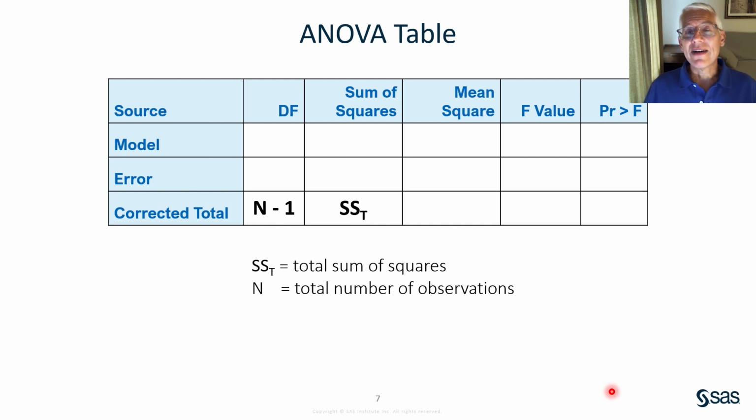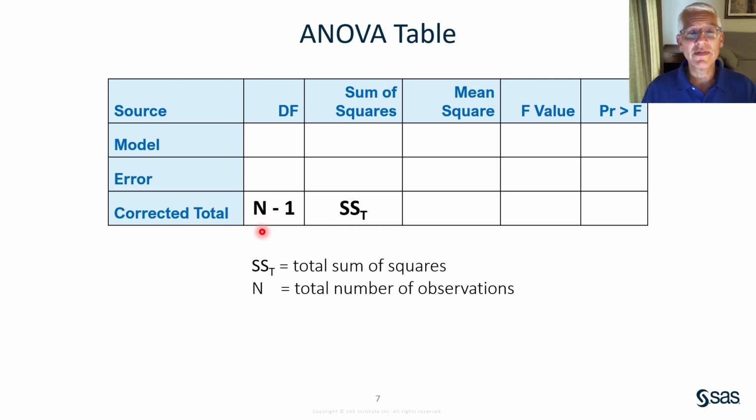Now we're going to start to have fun because we're going to plug these values into our ANOVA table. So the first thing I'm going to do is plug in my total sum of squares. Associated with that is n minus 1 degrees of freedom, where n is the total number of observations. Now, in my example, I had a total of 6 observations. I'm going to subtract 1.